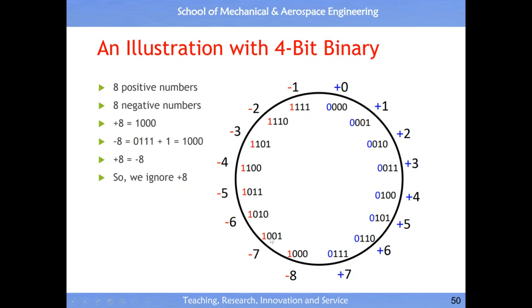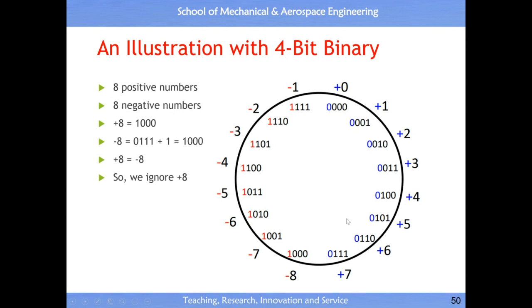Then how to get the negative 7? We just compute the bitwise complement plus 1. Then it's 1, 0, 0, 0 plus 1, then it's 1, 0, 0, 1. How's the negative 6? It's this one. The representation that remains here is 1, 0, 0, 0, and we use this to represent the negative 8.